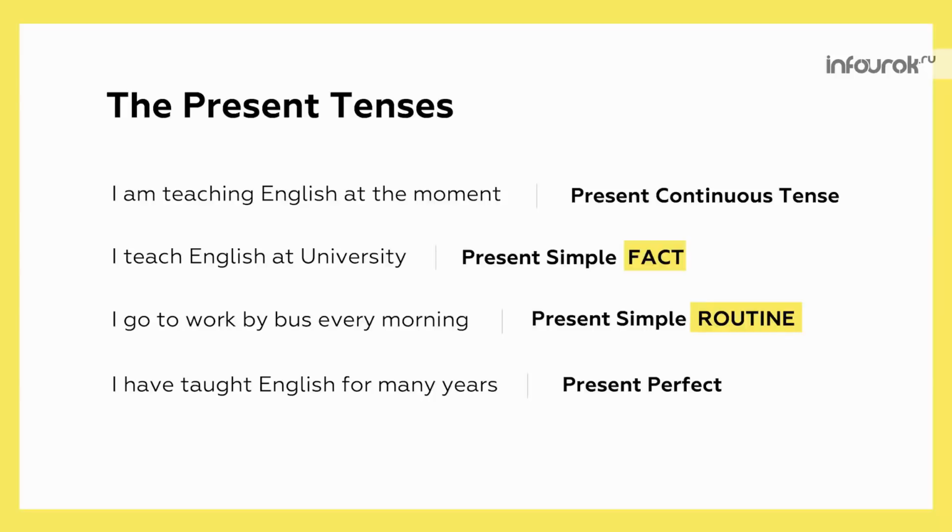I have taught English for many years. Present perfect. I started teaching English 45 years ago, and therefore I am still alive, I'm still here, and I'm still teaching English every now and then. So I have taught English from the past up to the present, and there is a possibility that I can keep on teaching English for a few more years to come. Let's look at the past tense now, the past tense model.